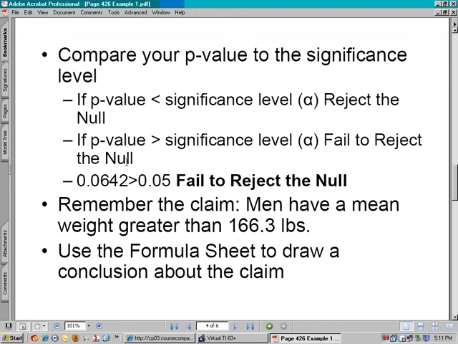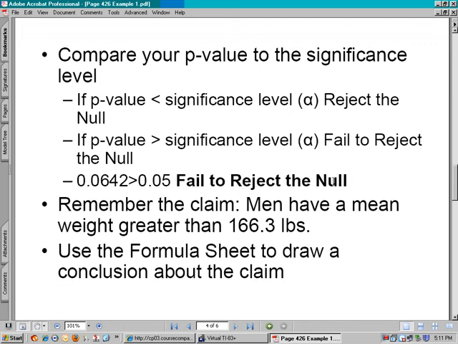Now, our p-value was 0.0642. The bullets that they used in the PowerPoint turn out to be lines, so do not think this is a negative sign. It's not. Your p-value is positive. We know all proportions or probabilities are positive, because they're between 0 and 1. So this is 0.0642. That is greater than our alpha, our level of significance, which is 0.05. Well, if it's greater, then you fail to reject the null.